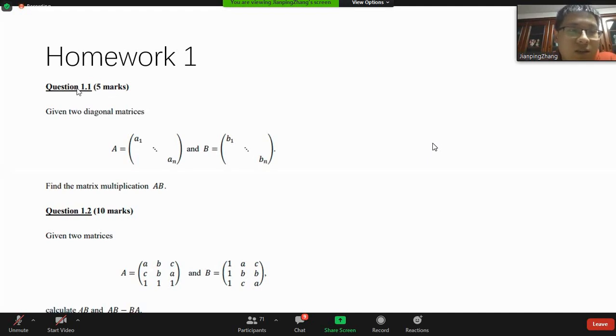Here is question 1.1 and question 1.2. These two questions are examining your ability to do matrix multiplication, and I think they are not so difficult. You just need to be careful with the calculation. I guess they are complicated, so just do it step by step, and don't make mistakes.